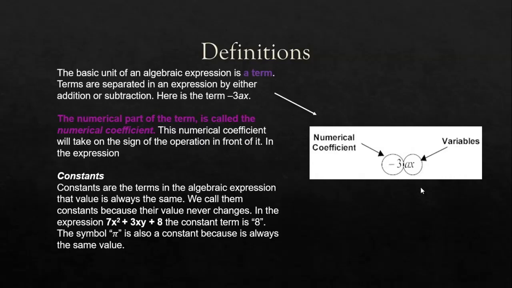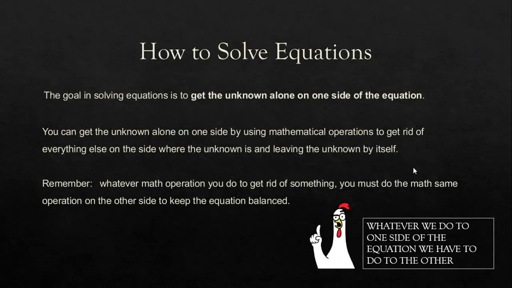We also talked about this before, but just to review, the number in front of your letter is your numerical coefficient, and then your variables are any of the letters attached to it. Our numerical coefficient also includes the negative sign if there's a negative sign in front. We can also sometimes talk about the symbol pi. That's also a constant because it's always the same value. Pi is an infinite decimal, but it is in fact always the same value. Whereas the variables can be anything that we let them be. They hold the place of a number.